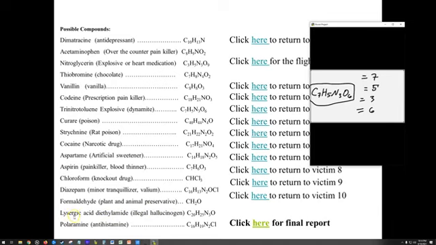Trying to think of the name of it. Drawing a blank here. Lysergic acid. LSD. There you go. Sorry, LSD. That's what that is. And then this one is polyamine, which is an antihistamine, used to treat allergies and stuff. So identify that substance.